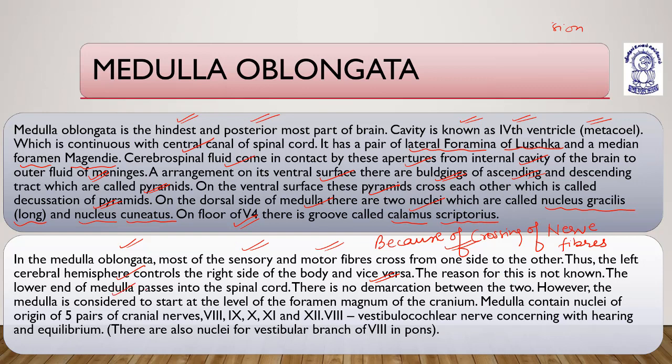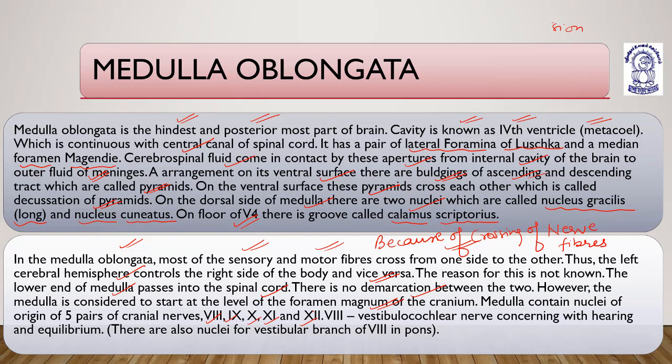The lower end of the medulla passes into the spinal cord. There is no demarcation between the two. However, the medulla is considered to start at the level of the foramen magnum of the cranium. Medulla contains nuclei of origin of 5 pairs of cranial nerves: the 8th, 9th, 10th, 11th, and 12th.